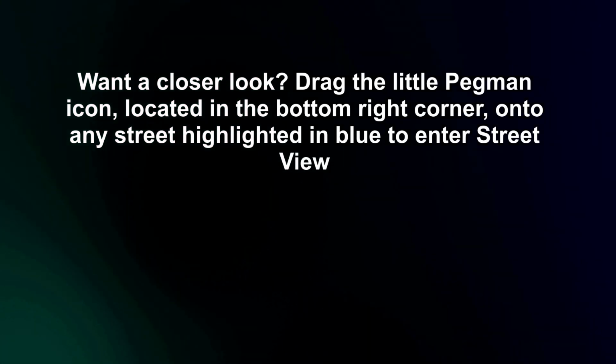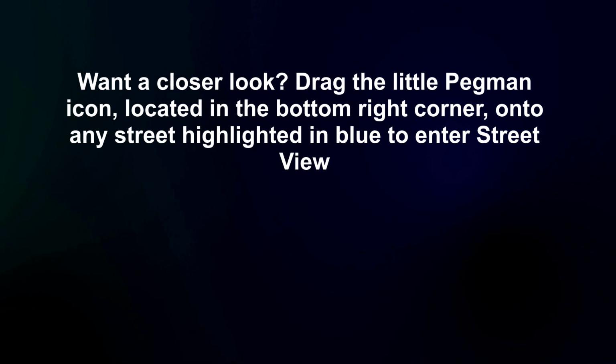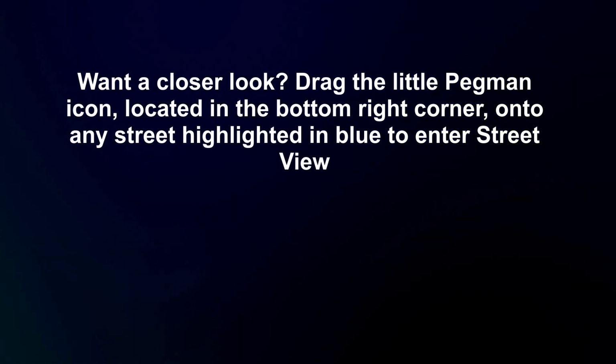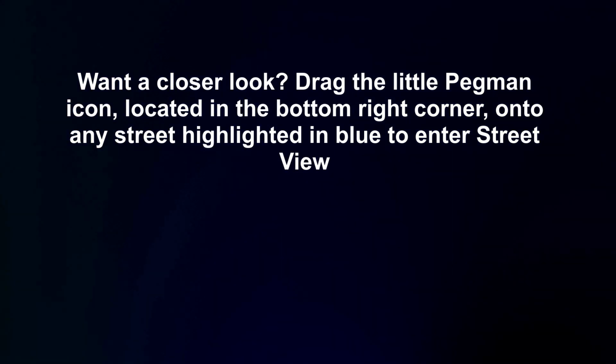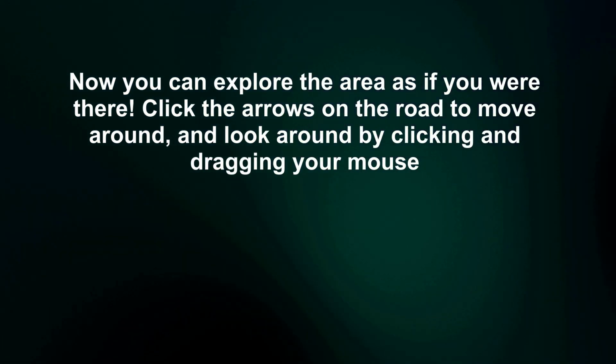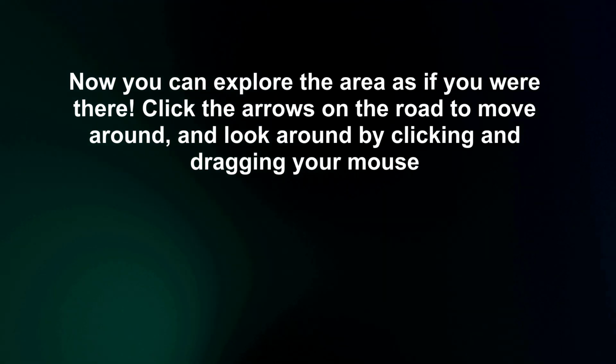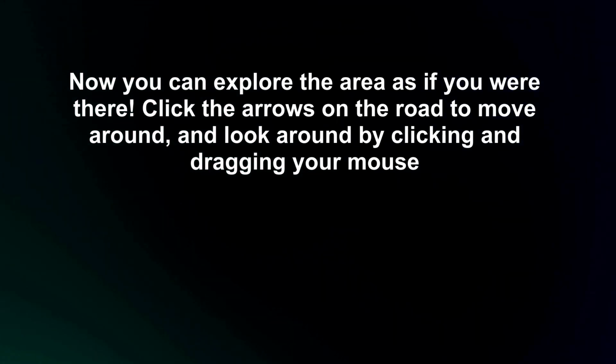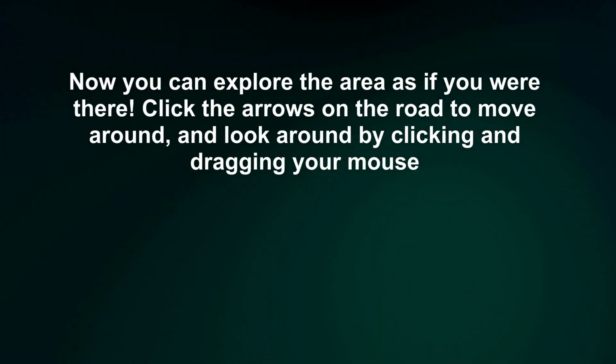Want a closer look? Drag the little Pegman icon, located in the bottom right corner, onto any street highlighted in blue to enter Street View. Now you can explore the area as if you were there. Click the arrows on the road to move around, and look around by clicking and dragging your mouse.